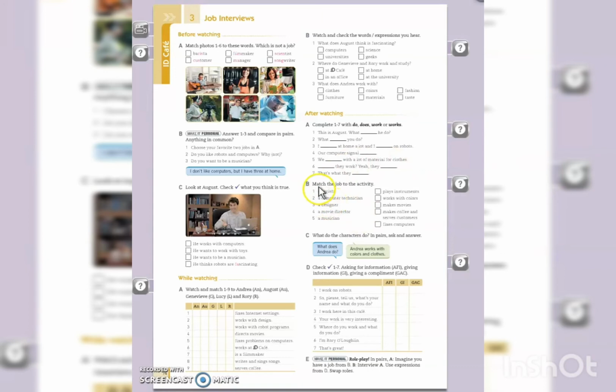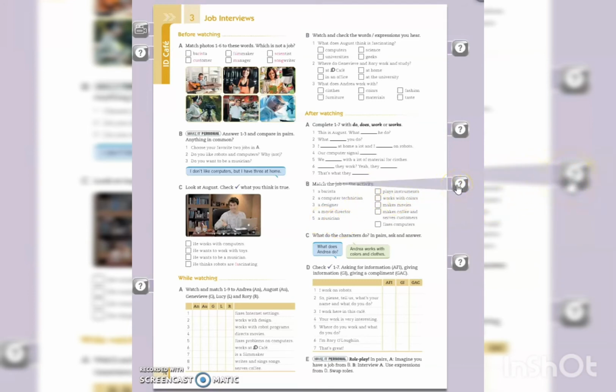We almost finished. Then, match the job to the activity. Number 1, a barista makes coffee and serves customers. 2, a computer technician fixes computers. 3, a designer works with colors. 4, a movie director makes movies. Number 5, a musician plays instruments.